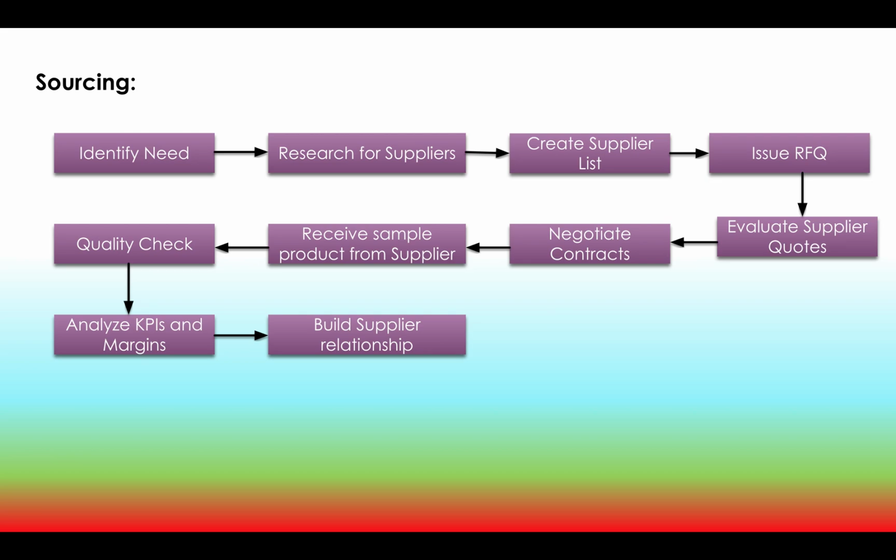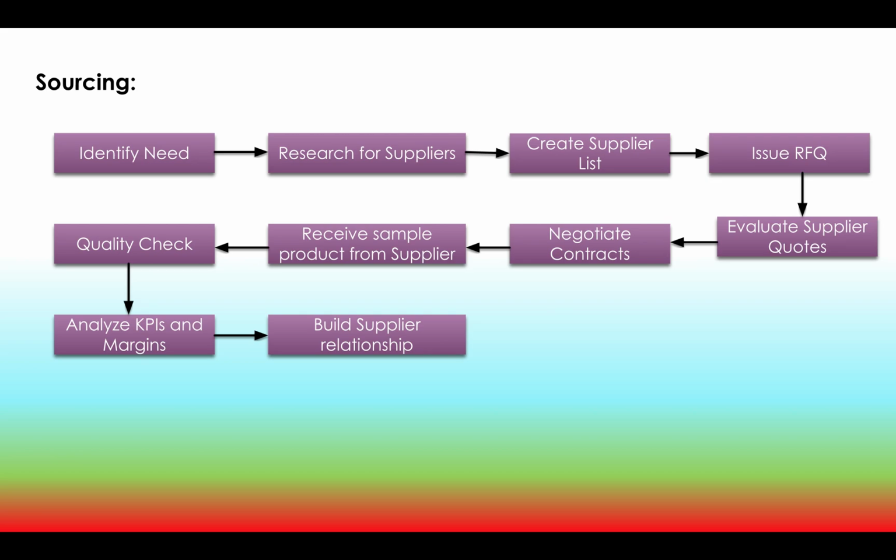Which supplier has given the best quote, or which supplier has promising material quality and all. So we have to evaluate all the material quotes, and then we identify some suppliers, or one supplier. From the quotes we can list the qualified suppliers. After that, we negotiate contracts.